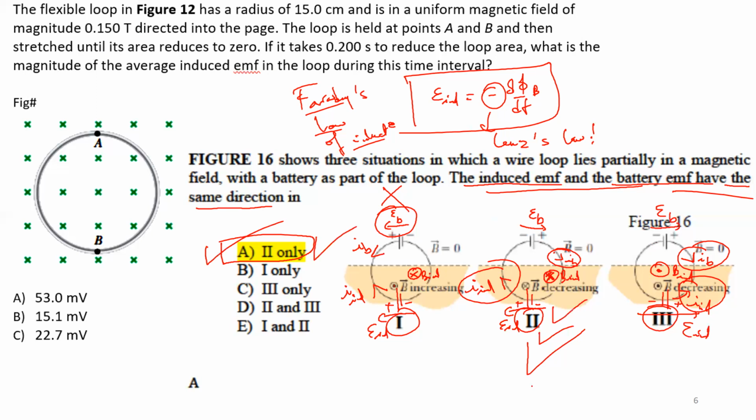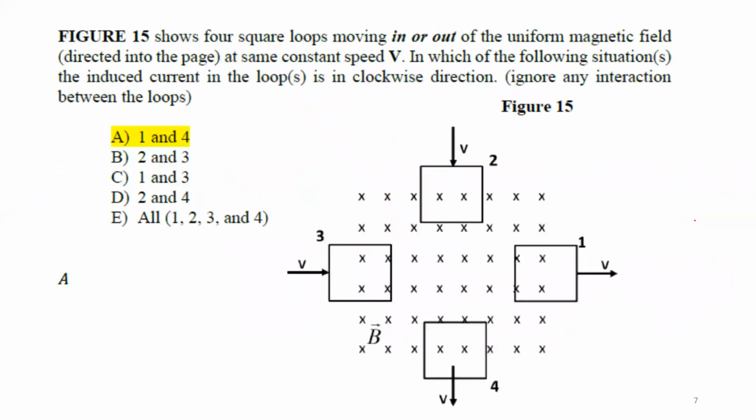Only 2 is fulfilling what I want. Okay, let's look at this problem also, which is also the same, but let me solve it again. Figure 15 shows 4 square loops moving in or out in a uniform magnetic field directed into the page. You see, it's a cross. This is into the page, or inward. Of course, this is out of the page, outward. And all of them are moving at constant speed. Okay? And all of them are identical, meaning the L is the same.